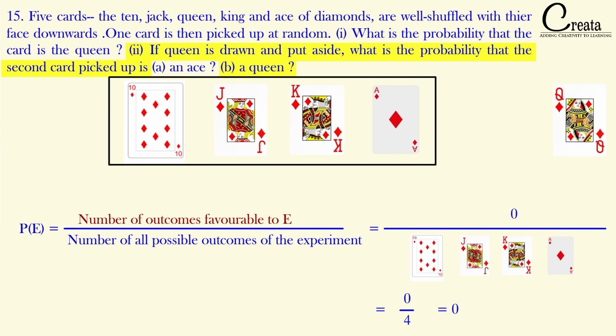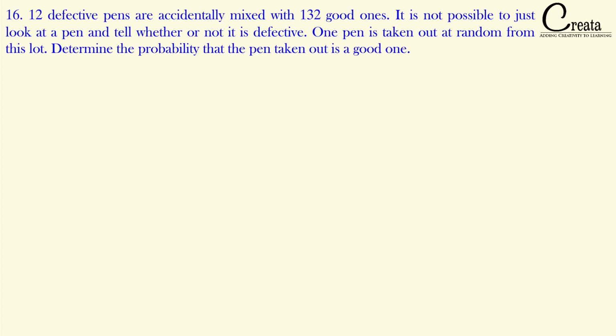Let's move to the next question. 12 defective pens are accidentally mixed with 132 good ones. It is not possible to just look at the pen and tell whether or not it is defective. One pen is taken out at random from the lot. Determine the probability that the pen taken out is a good one.